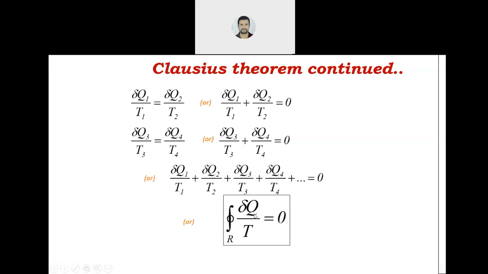For a reversible process, the cyclic integral of dq by T is 0. But if it is not a reversible process, then it will be less than 0. For a reversible process, this dq by T is 0. For an irreversible process, it will be less than 0. The less than sign will come here for an irreversible process. Note this down.